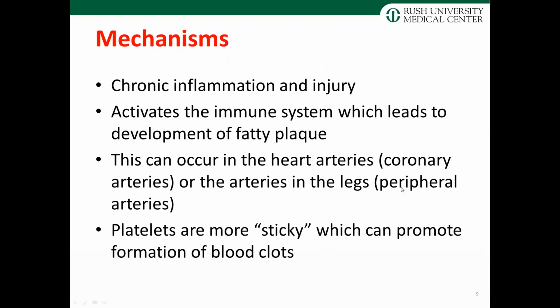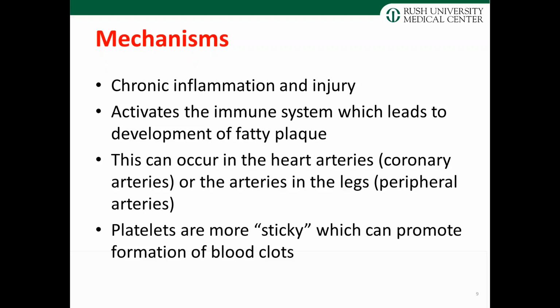All right, so in this backdrop of knowing what all these little risk factors are, and what numbers we're looking for, we also want to know what the mechanisms are. Why does all of this cause heart disease? It's basically the mechanism of chronic inflammation and injury over time.